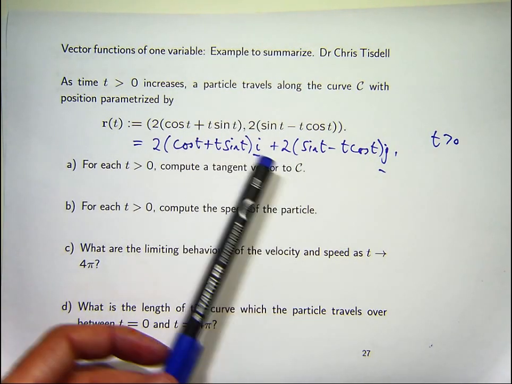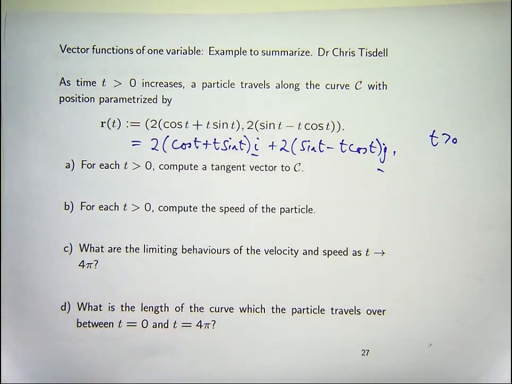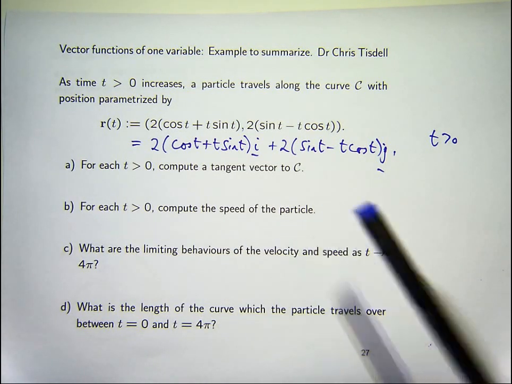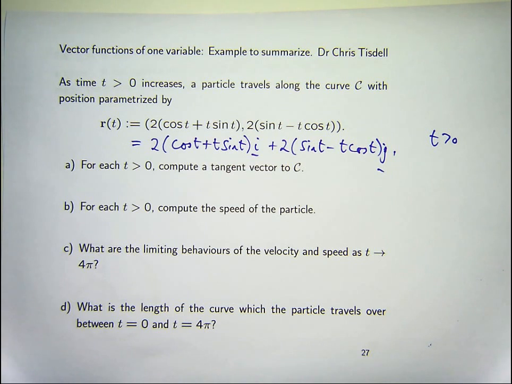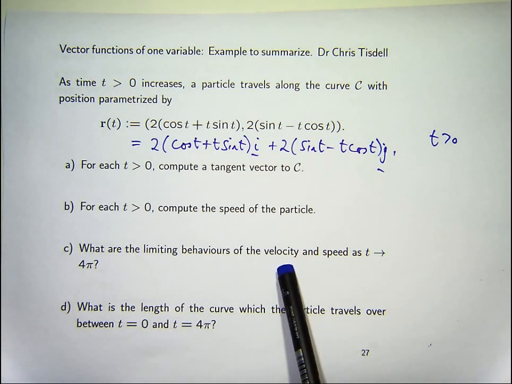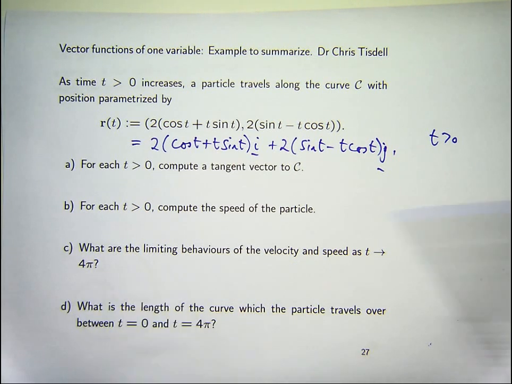We're asked to compute a tangent vector to the curve associated with r of t. We're asked to compute the speed of the particle. We're asked to compute some limits, in particular the limit of the velocity and the speed as t goes to 4 pi. And we're asked to compute the length of the curve which the particle travels over between the time instances 0 and 4 pi.